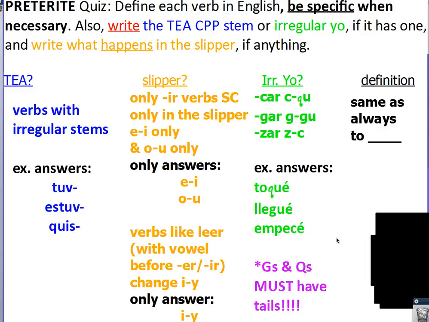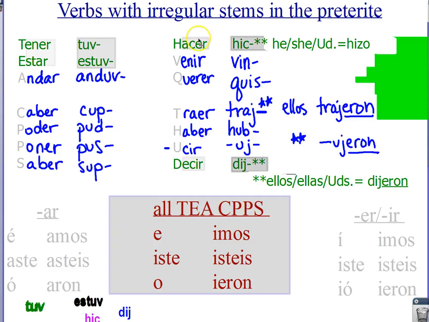One other thing that it is worth mentioning is that in the preterite, a verb can only be one of these things at a time. In the present tense, a verb could have a stem change and an irregular yo. But in the preterite, if the verb is a teacup, well, that affects it in all 6 boxes. Let's look at that. Again, if it's a teacup, you take the teacup stem and you put it in front of all 6 teacup endings.